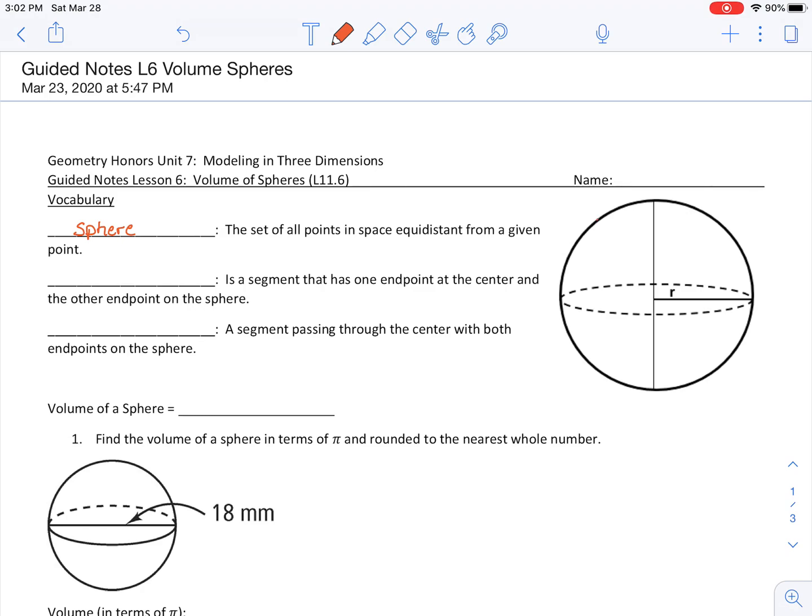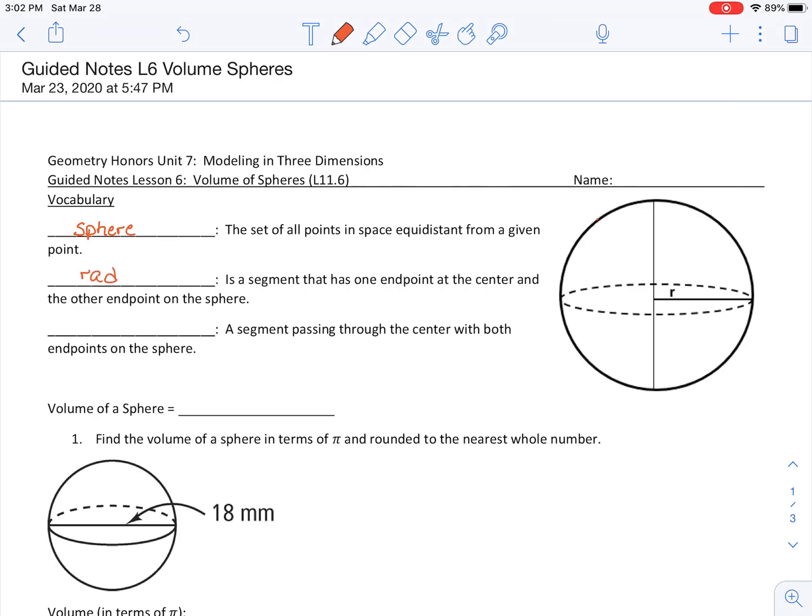So the sphere is technically the set of all points that are the same distance from the center. So if this one's coming towards you and this one's even closer towards you, you'd end up getting a sphere out of that.